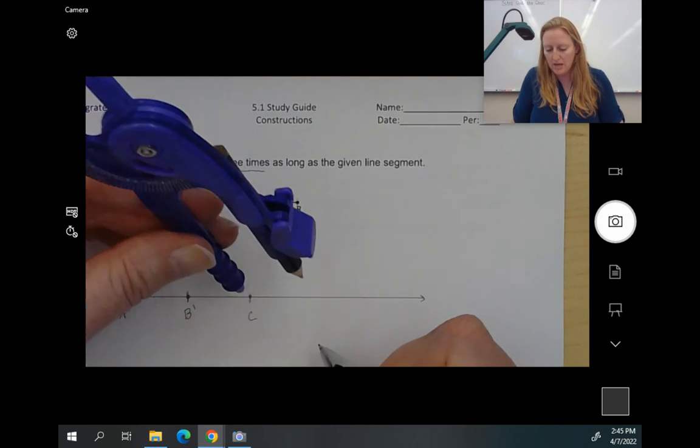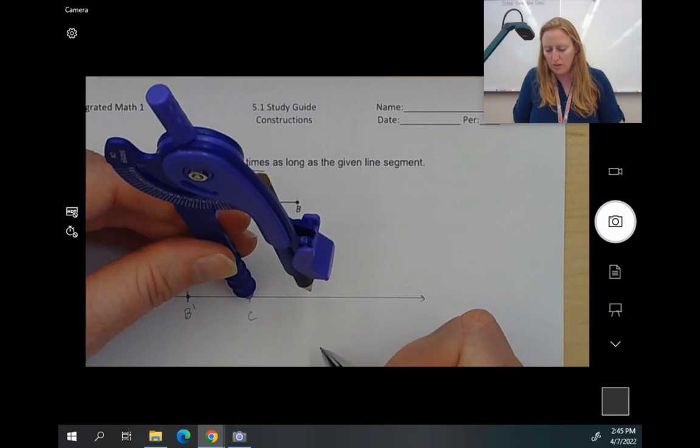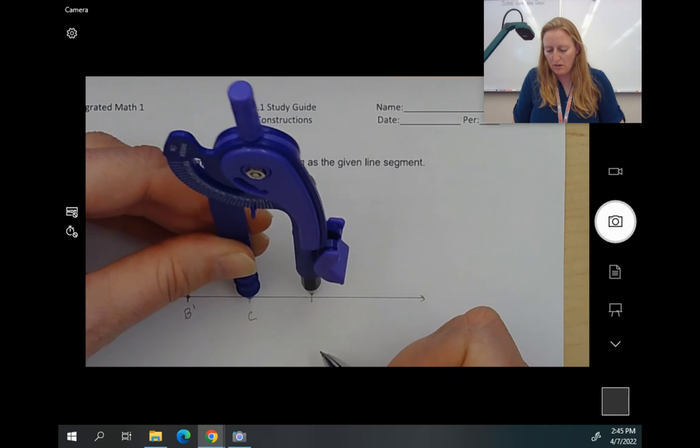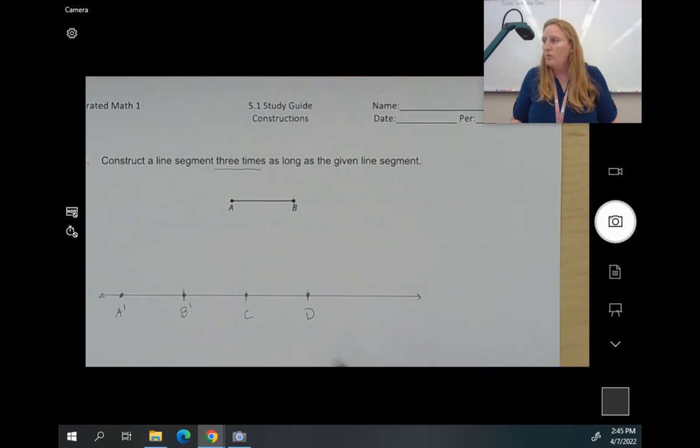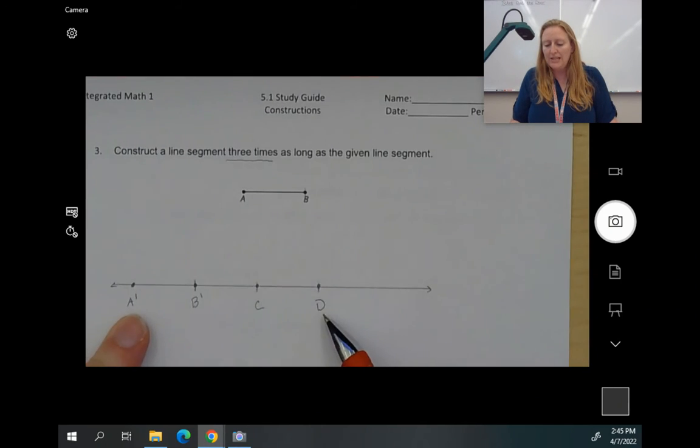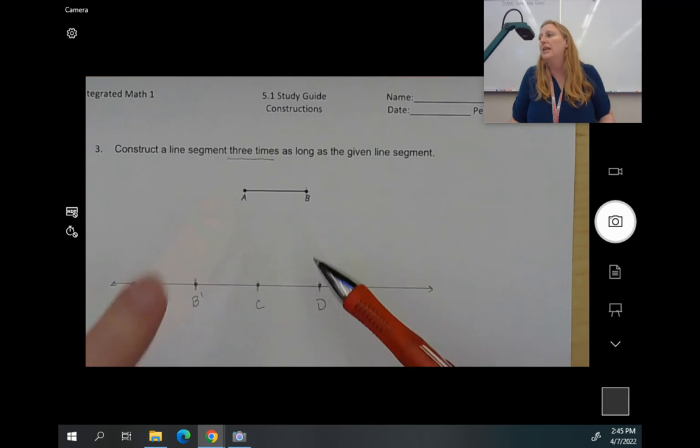We'll call that point C. And one more time. There it is. We'll call that point D. So segment A prime D is 3 times as long as AB.